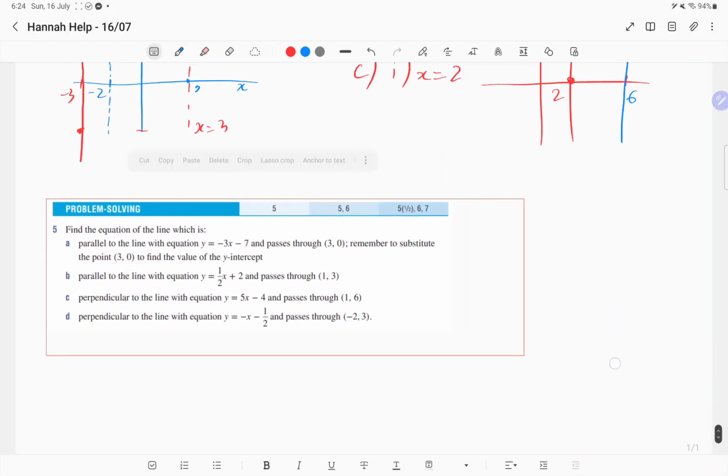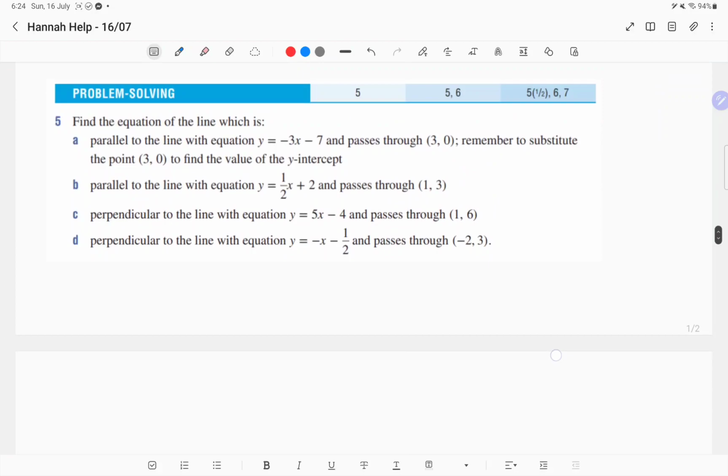All right, moving on is question 5. Find the equation of the line which is parallel to this line, which means the line that we're looking for has the gradient -3, right? It must be the same as this gradient because it's supposed to be parallel. And then passes through the point 3, 0. This is not a y-intercept, it's an x-intercept, which means that for question A, so far what we know is that y must equal -3x plus c2. Alright, because it's the second equation, so I'll use c2.